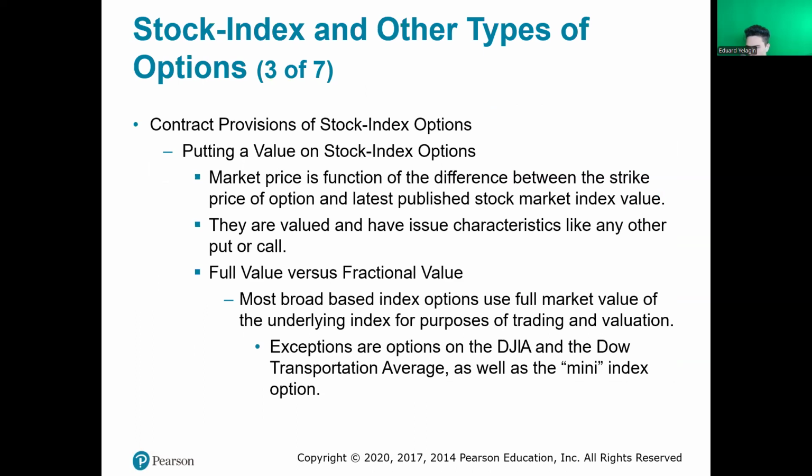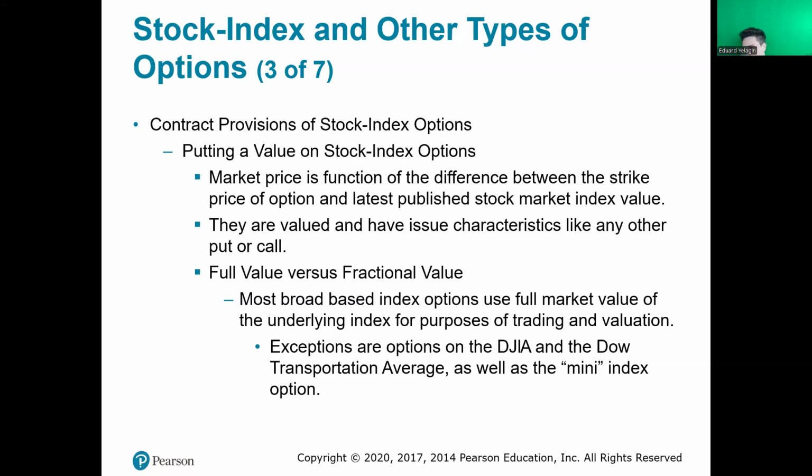Here we look at how stock index options are valued, the mechanics behind what determines their price. Just like individual stock options, the market price of an index option depends on the difference between the index's current level and the option's strike price. For example, if the S&P 500 is at 4,800 and you hold a call with a strike of 4,700, the option is in the money by 100 points. That is $10,000 per contract, since each point equals $100.